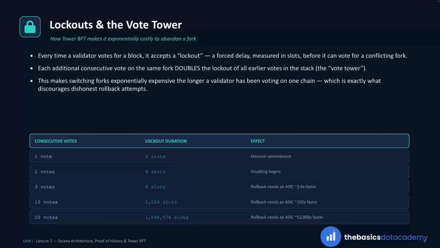1,048,576 slots. And now, if you want to roll back your previous votes, that would need an ASIC chip which must be approximately 52,000 times faster. So this makes switching forks exponentially expensive the longer a validator has been voting on one chain, which is exactly what discourages dishonest rollback attempts.